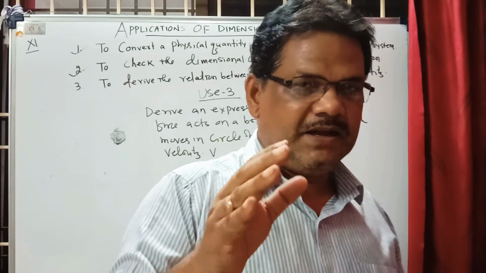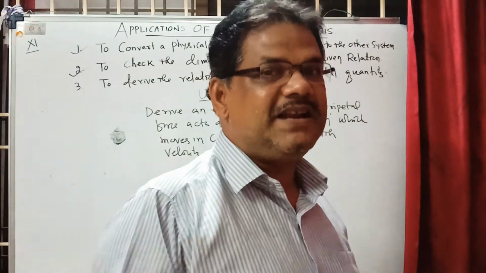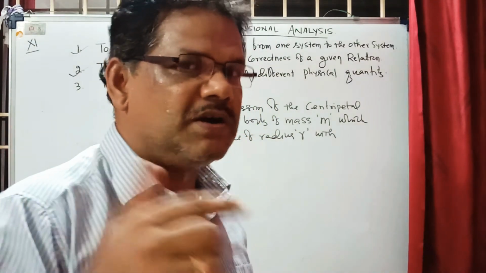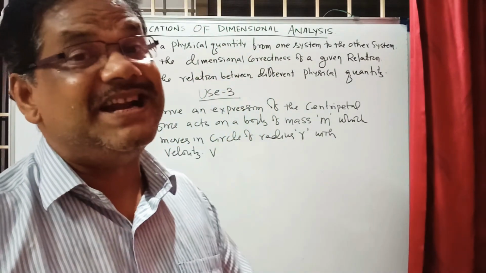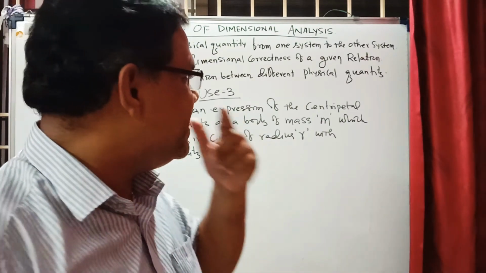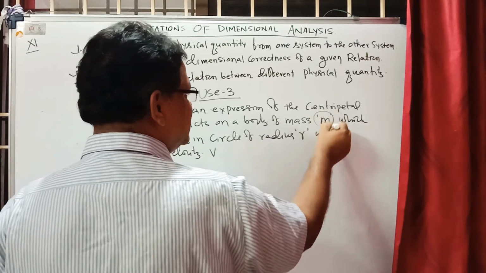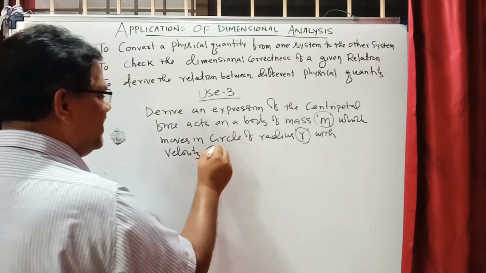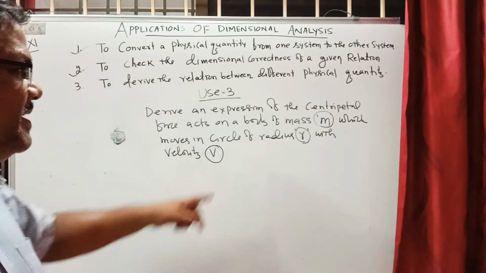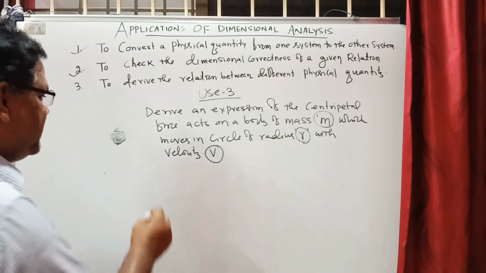Because the centripetal force acts on that stone, and that centripetal force acts along the radius toward the center. The question is telling us to find the expression of the centripetal force, which depends upon the following quantities. What are the quantities? It depends upon the mass, the radius, and the velocity v. If the centripetal force depends upon three quantities, you write and express it.